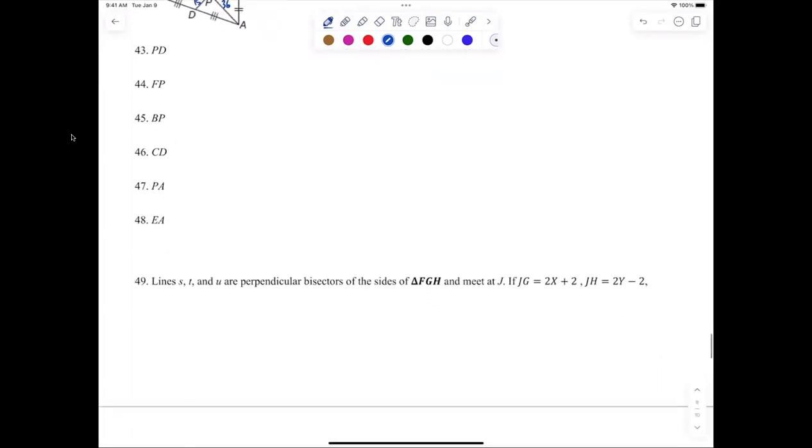All right, here we go. Lines S, T, and U are perpendicular bisectors. So if they're perpendicular bisectors, that means it's what? Yeah, it is the circumcenter. All right, it is the circumcenter. So that means from J to G.